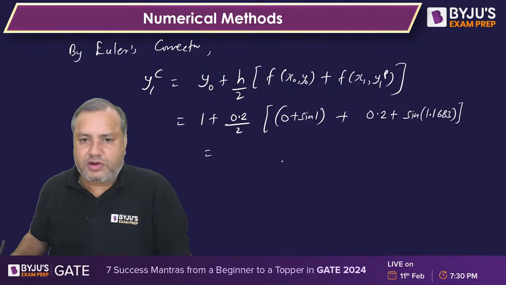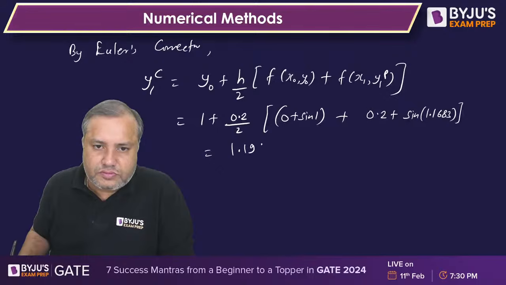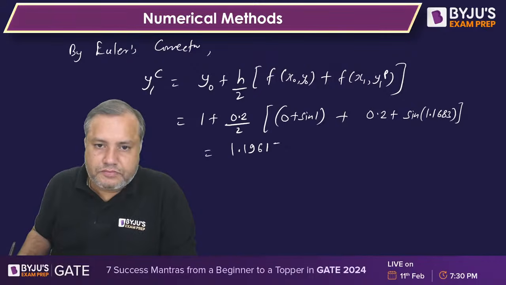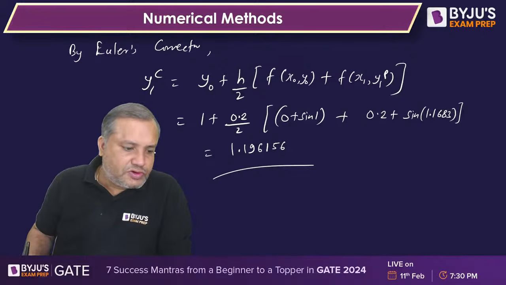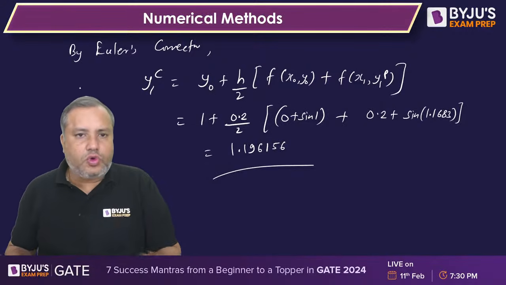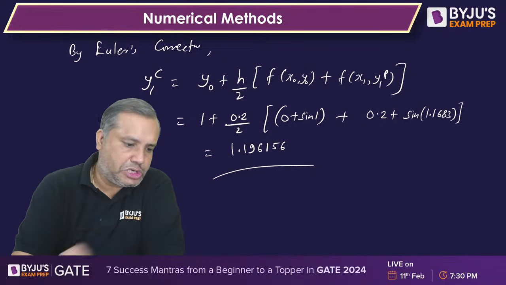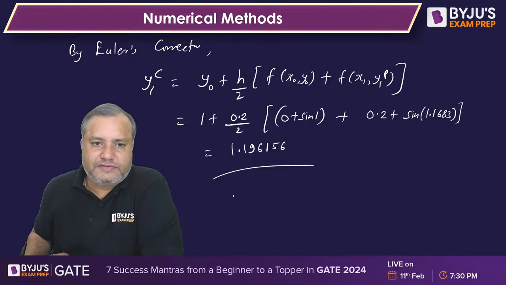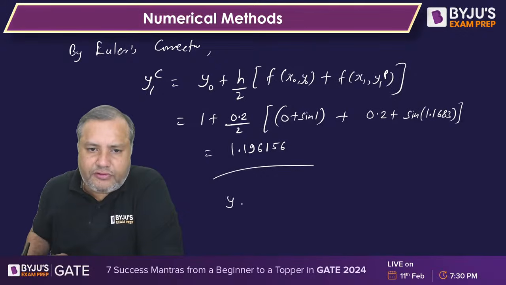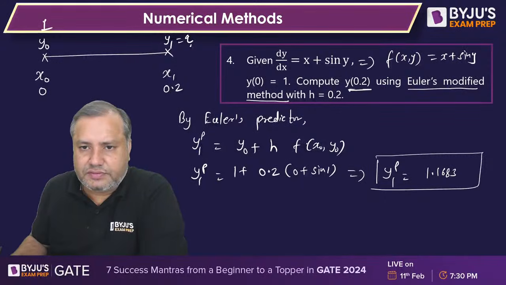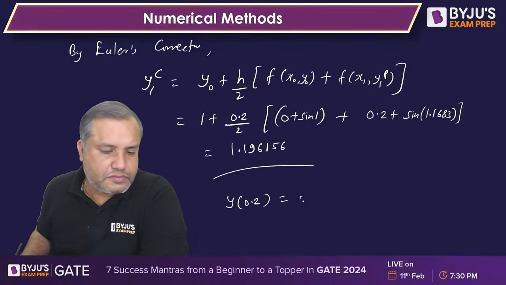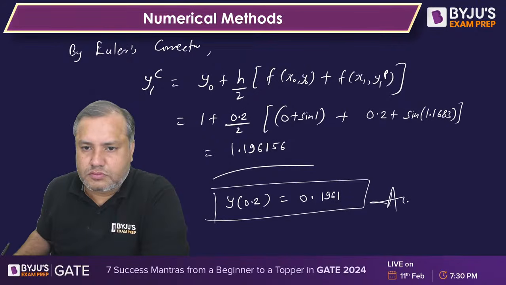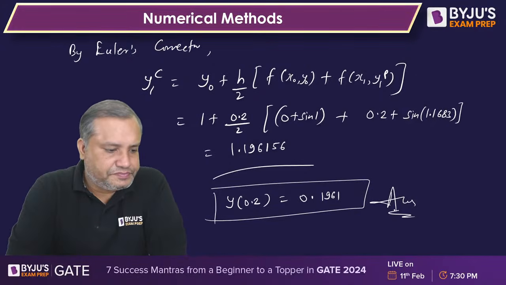1.196. This is the answer. We will be dealing with the core numerical methods part only, not the interpolation. 1.19156. So y1 means the value of y at 0.2. This is the answer.